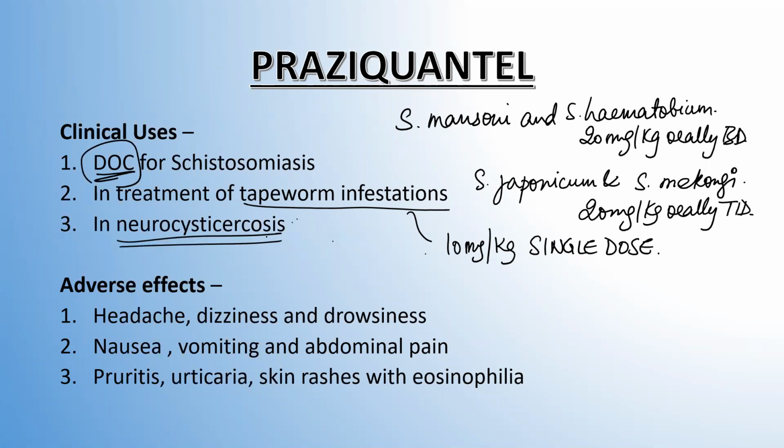Then comes the most infamous neurocysticercosis. For the treatment of neurocysticercosis, you have to give this drug in 3 divided doses. Let me write 3 over here. 50 milligrams per kg daily in 3 divided doses for 15 days, and that kills the larvae lodged in the brain.